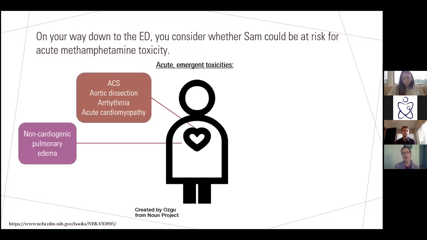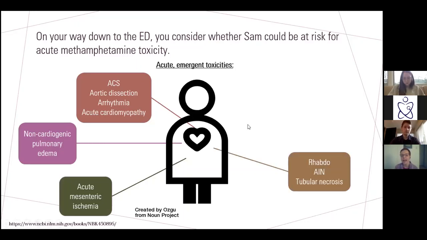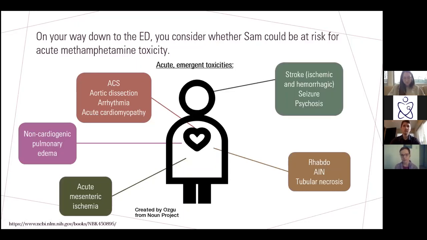And then you can have both pulmonary edema as a result of the cardiomyopathy and non-cardiogenic pulmonary edema, which is mediated through a little bit of a different pathway. And then some things that I actually wasn't very familiar with can cause acute mesenteric ischemia through similar pathways of vasospasm, as well as AIN and tubular necrosis. So you can see acute renal failure, and then as people said, stroke, as well as seizures and psychosis.